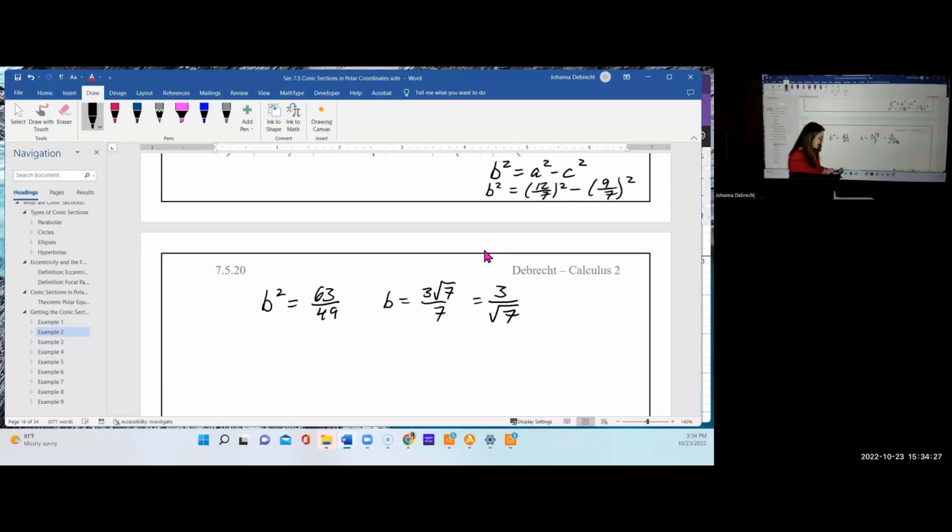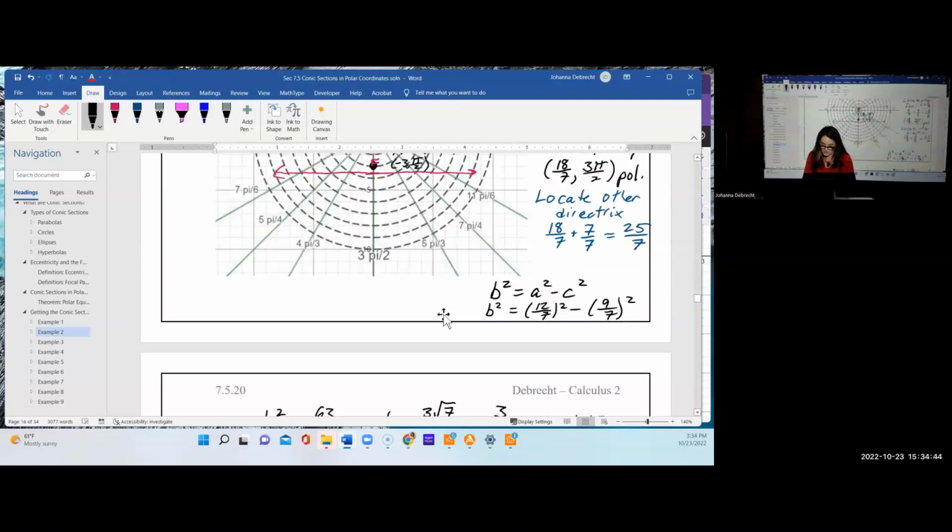Now, how big is that? Well, let's calculate that. It's about 1.13, all right? So we have roughly 1.13, so very close to 1.